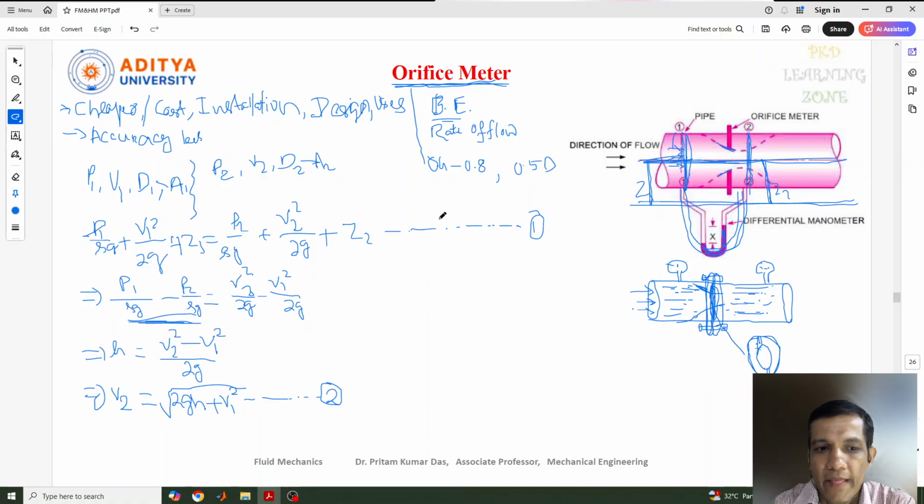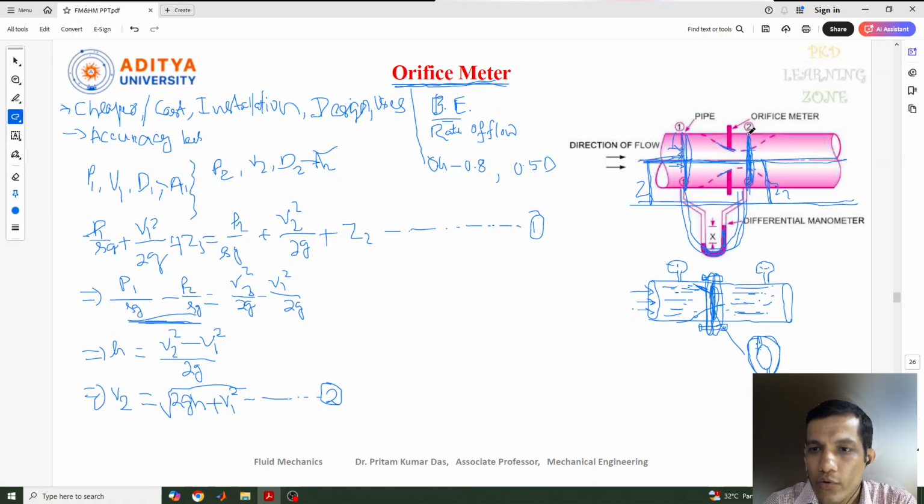Now here again at this section, we have a vena contracta. The vena contracta means the area of the flow is minimum at this point. Okay, the area of the flow will be minimum at this point, that is vena contracta. So at this point we can see the A2, because here we have taken A1, so at section 2 we have the area A2.